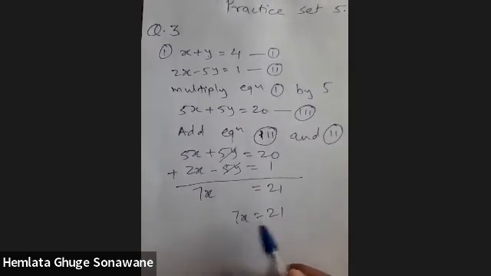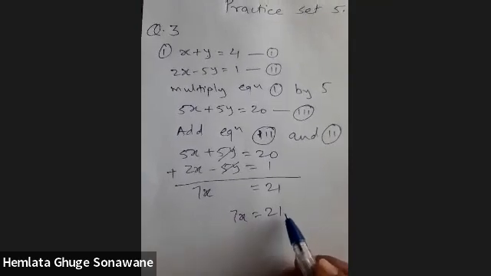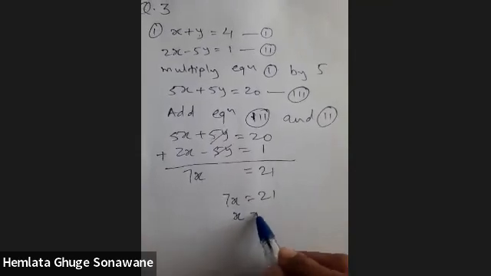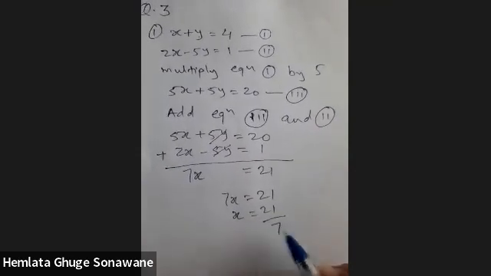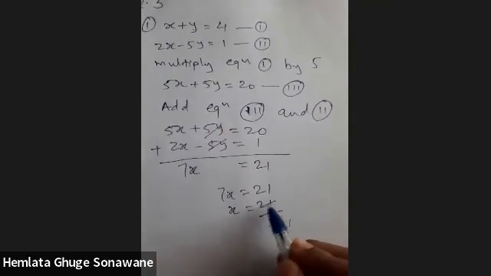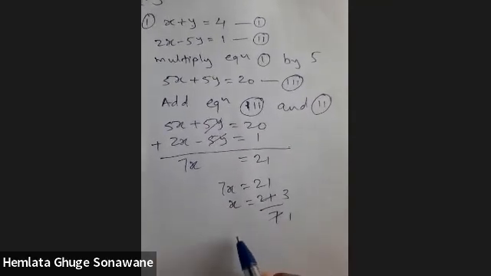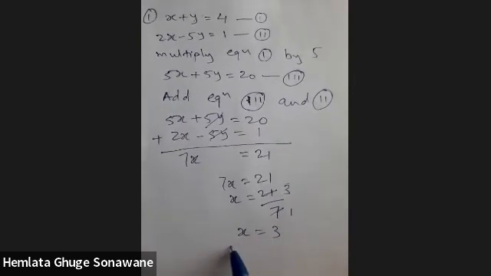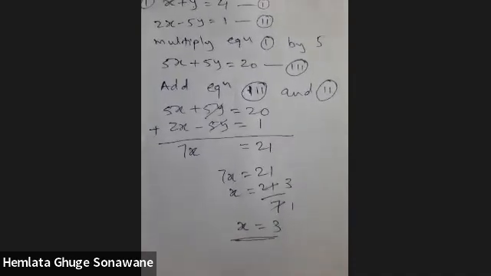We'll take this 7 towards the right hand side, so it divides. Here it's in multiplication form. So x is equal to 21 upon 7. We'll simplify this. 7 ones are 7, 7 threes are 21. So x is equal to 3. Now we have got the value of x, that is 3.